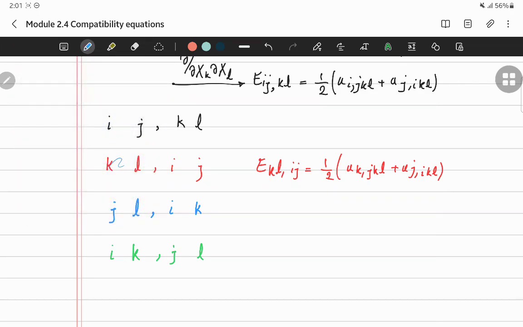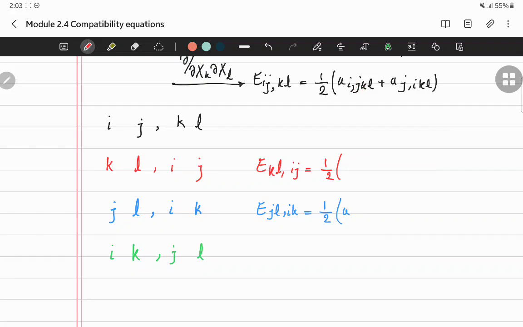So instead of I, I have to write J, L. Instead of K, I write I. Instead of L, I write K. So I have E, so instead of I I have to write J. So it is E_JLIK is equal to half of U_K... I guess that I made a mistake in the above equation because these are the same. It's impossible. Let me just do this again.